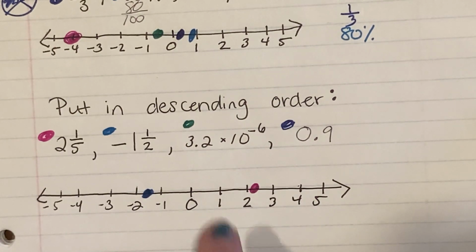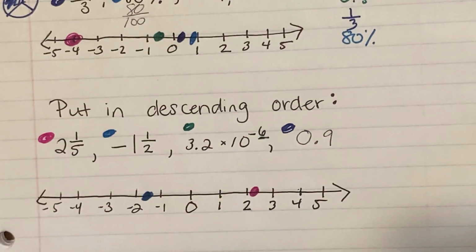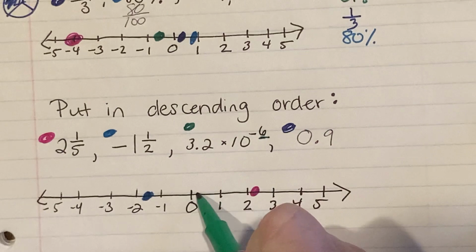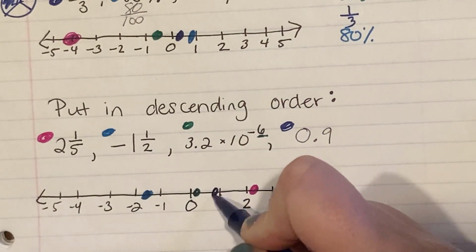The next one is in scientific notation. So prior to this lesson, they have learned how to convert this, and they know that negative exponents make very small numbers, so they know that they'll put this really close to 0. And then the last one, 0.9. So 0.9 is pretty close to 1, so they would put it close to 1.